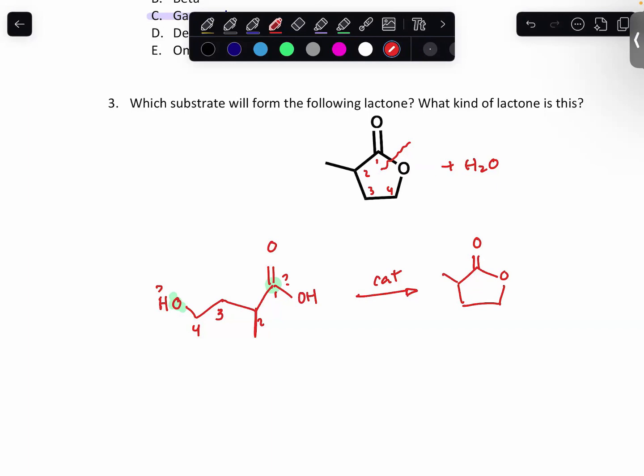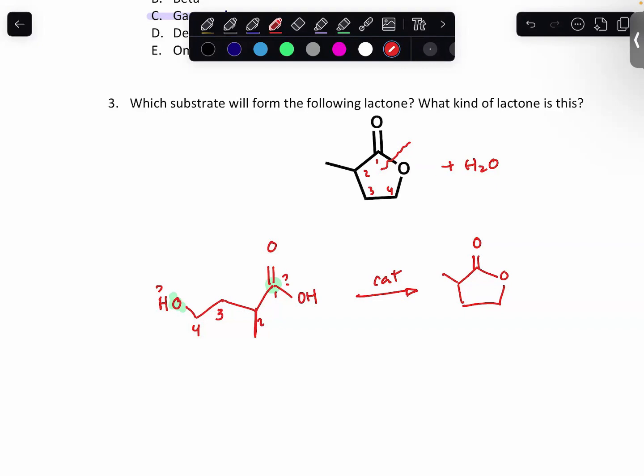Questions on this one? What kind? We'll get there. I want to make sure people feel good about the difference between the two oxygens, so the oxygen and the carbon that has. So, what kind of lactone?